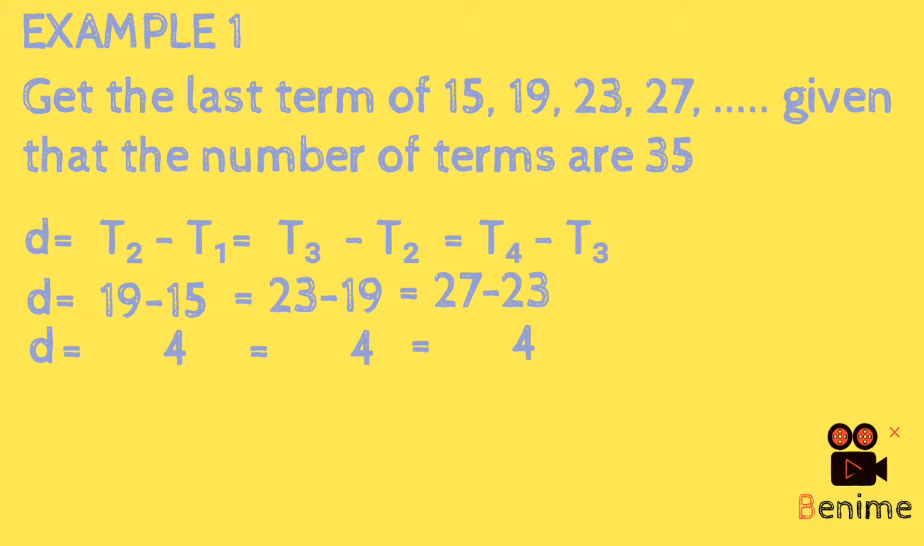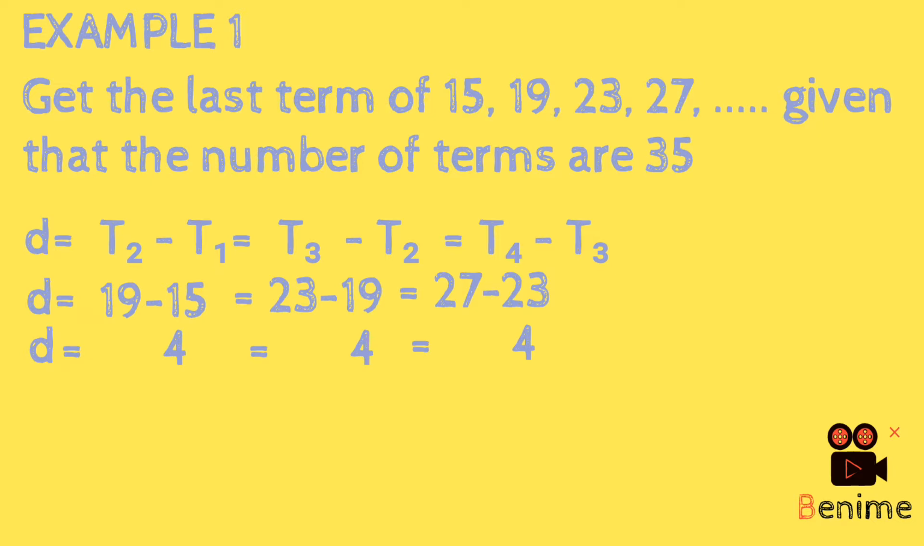So now that we have established that the series is an AP, we are free to use the AP formula, Tn equal to A plus n minus 1 d, the formula we have said before. Now, what we are asked to find is the last term. And they said there are 35 terms in the series. So in essence, they asked us to find the 35th term. The 35th term will be the last term. So we'll look for T35.